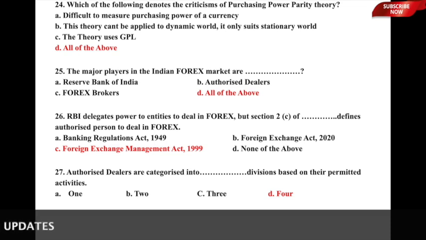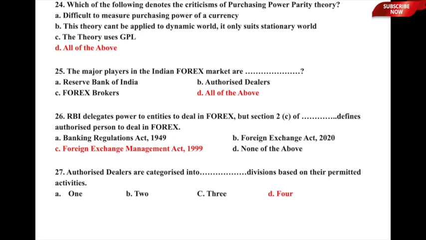That means difficult to measure purchasing power of a currency, the theory can't be applied to a dynamic world, and the theory uses general price level. So here the correct answer is, which of the following denotes criticisms of purchasing power parity theory? All of the above talks about the criticisms of the purchasing power parity theory, and therefore option D, all of the above, is the correct answer to this question. Let us now move to question number 25.